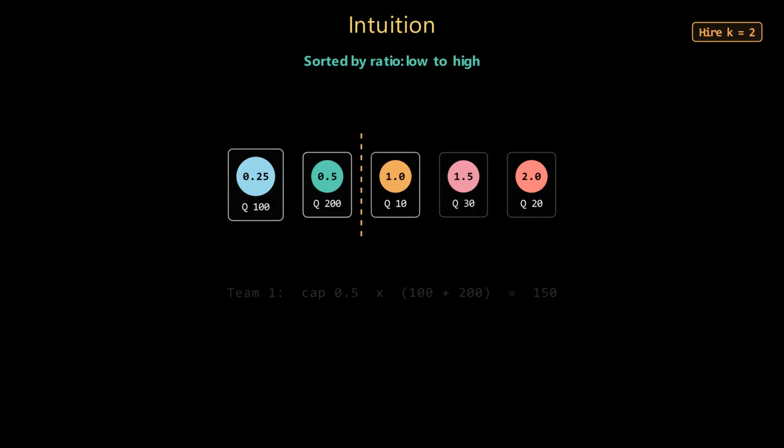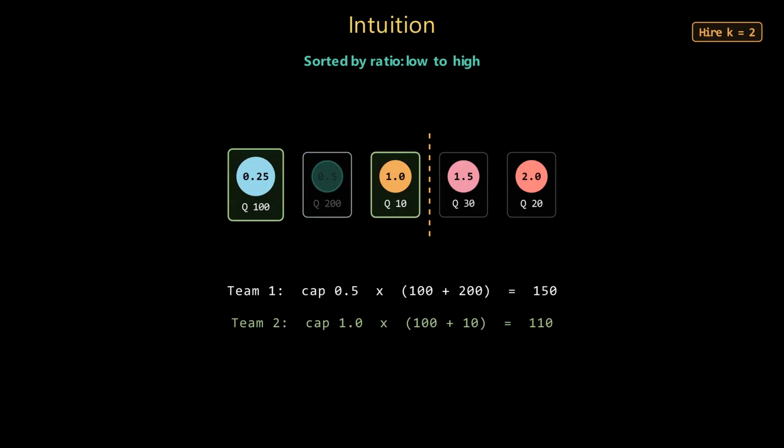Here is a natural question: since ratios get more expensive as we move right, why not just take the first few workers and stop? Here is the trade-off. A cheap ratio worker can carry a massive, anchor weight quality that inflates our total sum. By sliding our window to the right, we accept a slightly higher captain ratio in exchange for the chance to find ultra-low quality workers that drop our total team weight dramatically.